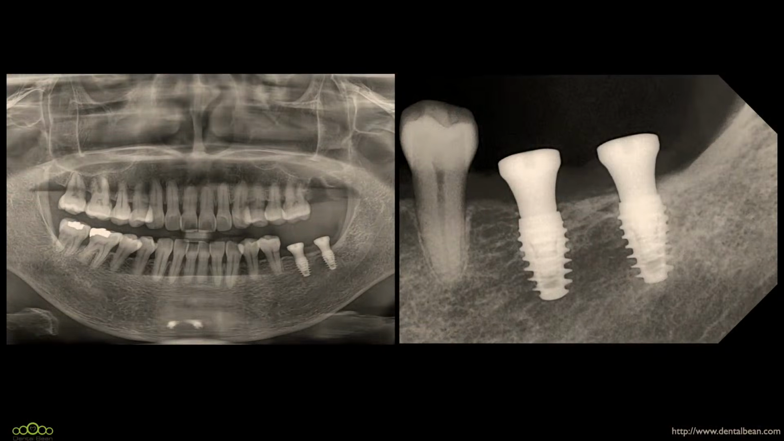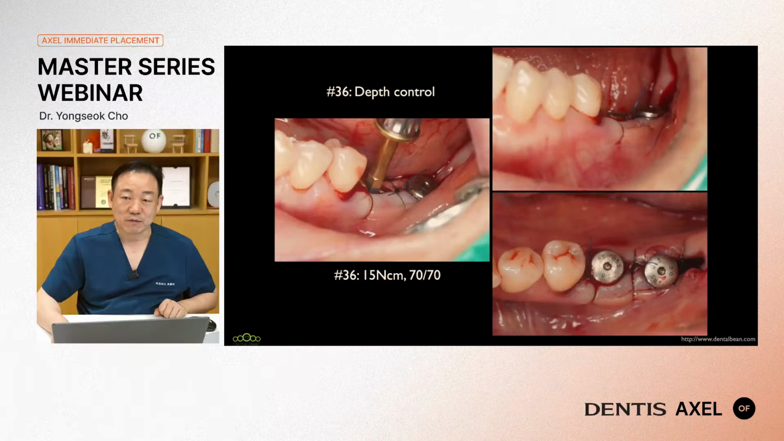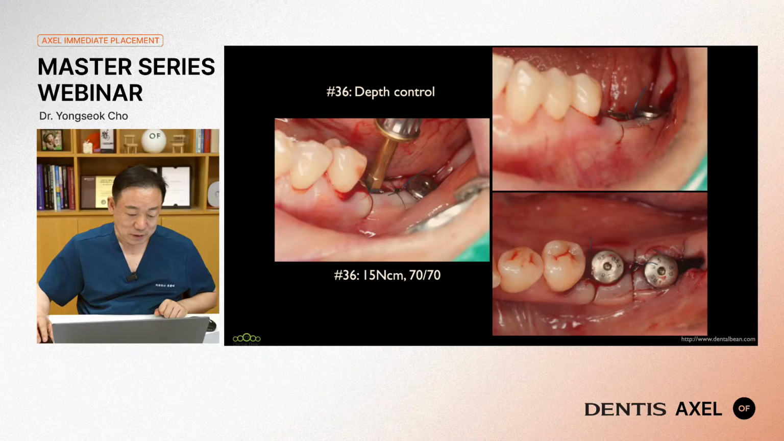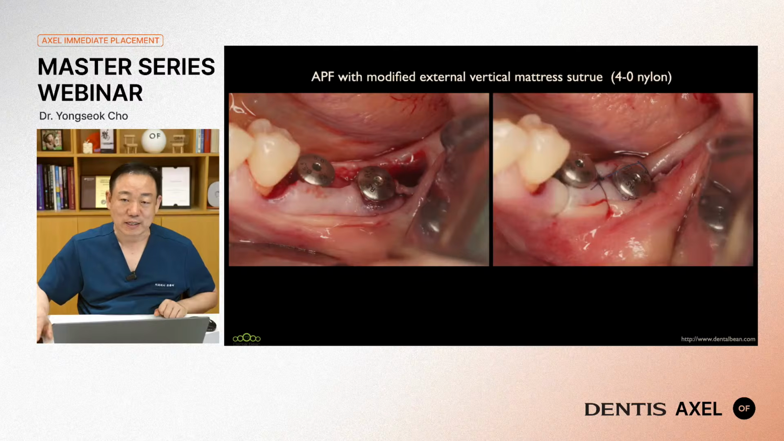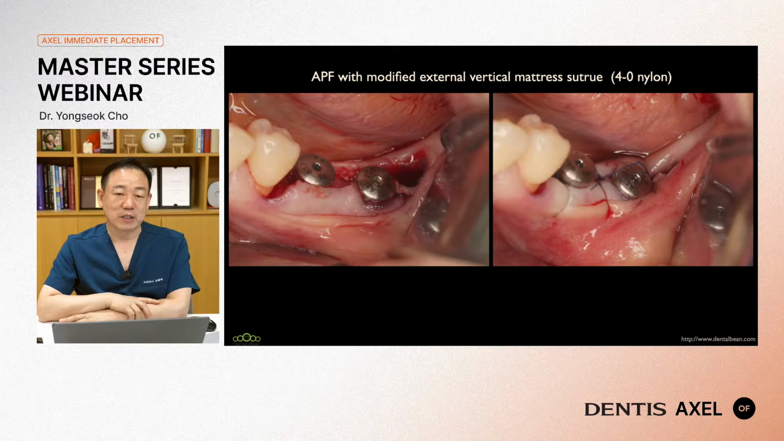This is the postoperative radiographic image. Okay, implant well positioned. However, after the operation, I found the depth of the first molar implant looks not so good, like this. As you see in this picture, before suturing, depth looks not bad. However, after suturing, look at this.